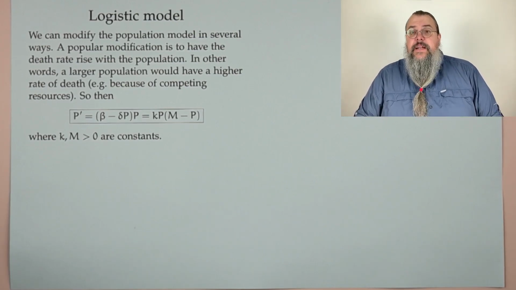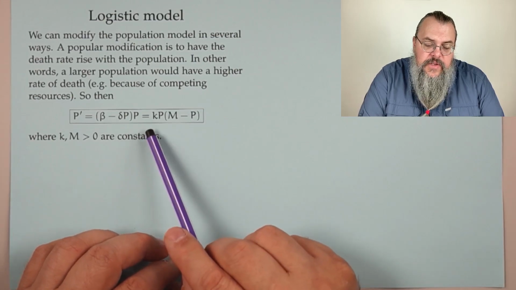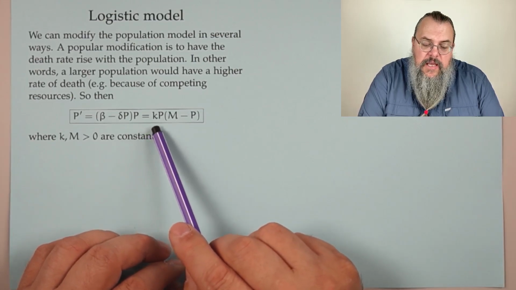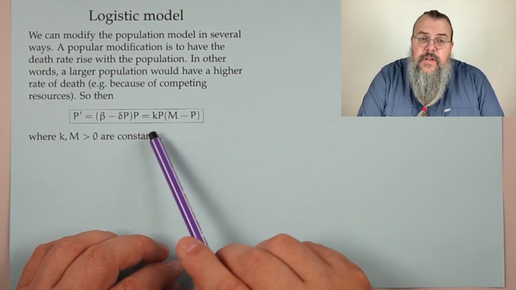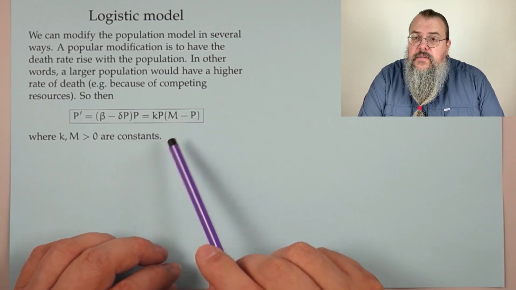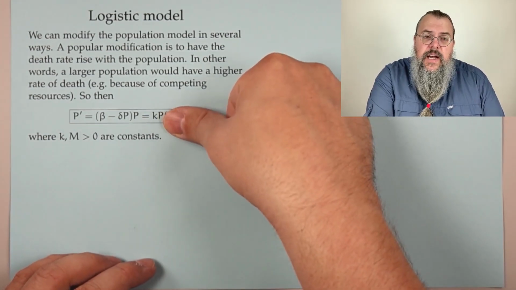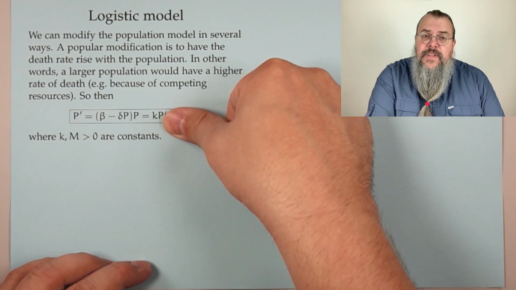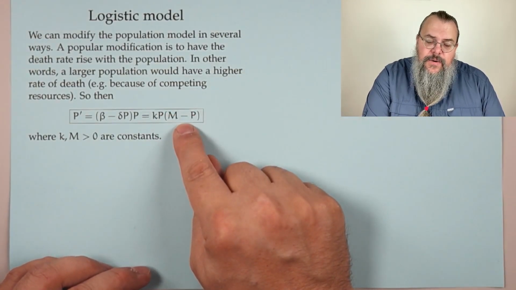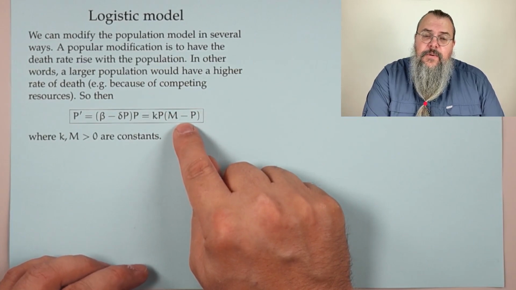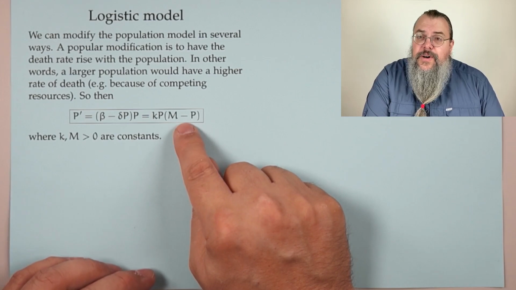So when you plug that in, the population rate becomes k times p times m minus p, where k and m are constants. Now, if you were to cover up the m minus p, you'd say, oh, it's kind of behaving like an exponential, except you have this m minus p. Now, when does this come into play? Well, it comes into play relative to how close you are to p.